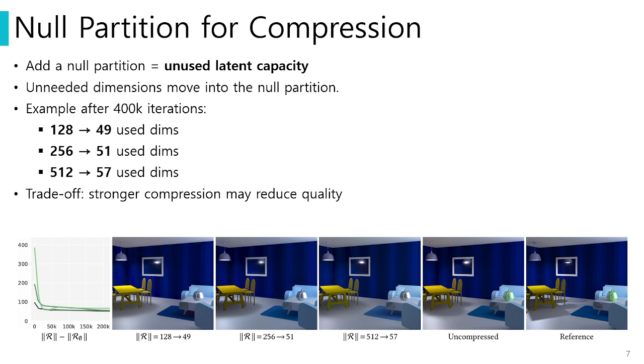For example, the model starts with 128 dimensions, but after training, the number of used dimensions becomes about 49. So, we do not have to know the perfect latent size in advance. We can give the model extra space and let it decide how much is actually needed. But the trade-off is that stronger compression can reduce image quality.